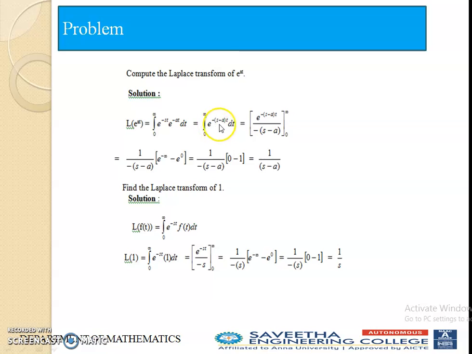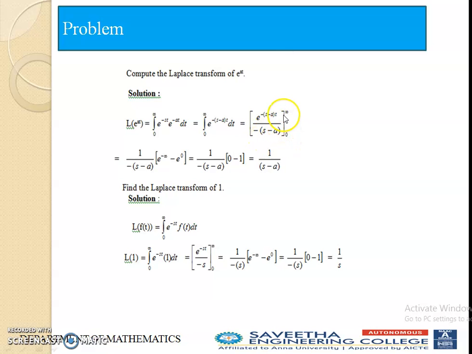So e power minus (s minus a) t dt. Why are you writing this? We know the formula for the integration of e power at. What is the integration of e power at? E power at divided by a. Similarly here, we can write e power minus (s minus a) t divided by minus (s minus a). So minus is given, we can write minus here.